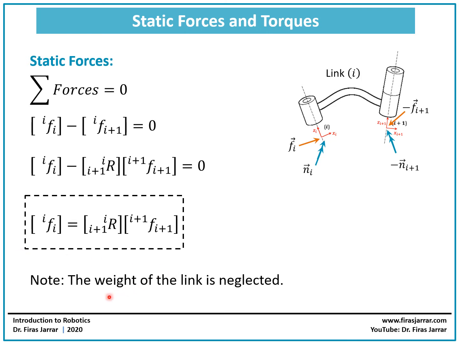Notice that the weight of the link was neglected. We only considered the forces from the previous link and the force from the link that comes after. Even though this may be new to you, if you really think about it, it's a very simple problem where you have a link with two forces acting on it. So since it is in static equilibrium, these two forces should be equal in magnitude, as can be seen in the equation here.